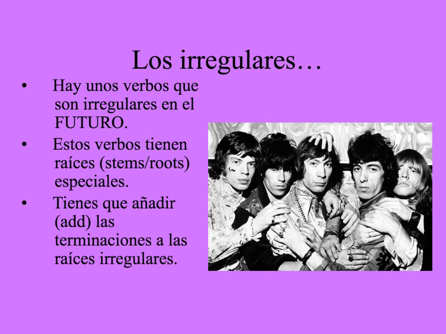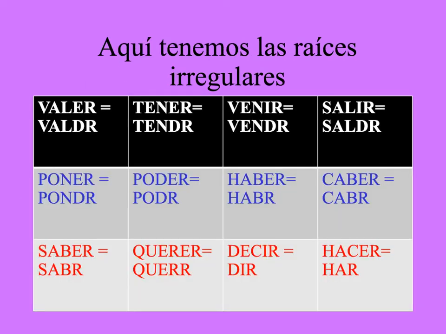Now, you do have some irregulars. There's always irregulars in every tense, pretty much. Even, you know, imperfect when there's only 3, okay? You will have some irregulars in the future, okay? So these are verbs that are very common, and they have irregular stems or roots. So instead of using the infinitive, you're going to add the endings onto these stems that you're going to see on the next slide, okay?